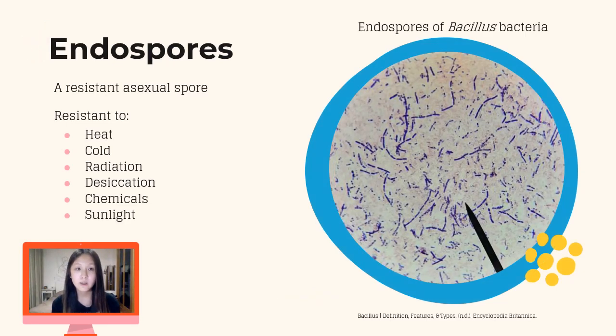Bacillus species can also form dormant spores under adverse environmental conditions. These endospores may remain viable for long periods of time, and they are resistant to heat, cold, radiation, desiccation, chemicals, or even sunlight, and they are widely distributed in nature, primarily in soil.